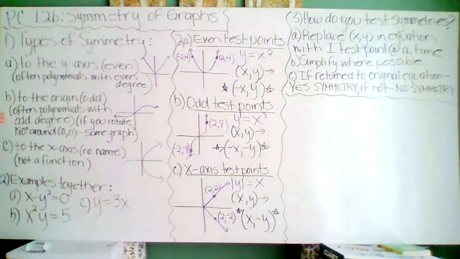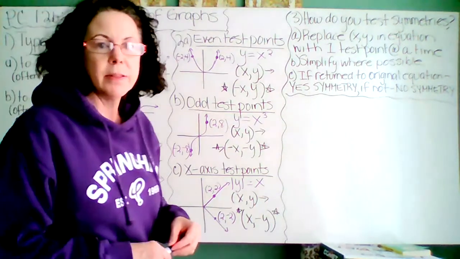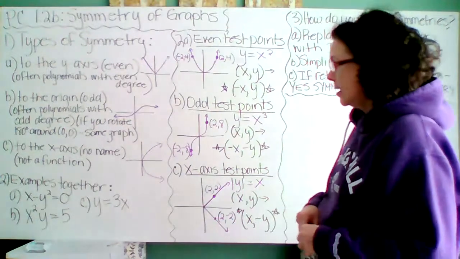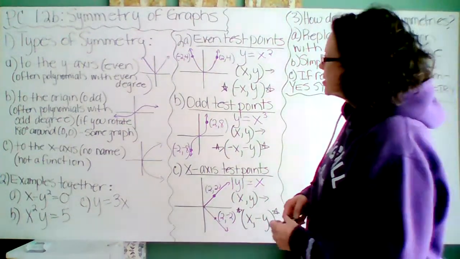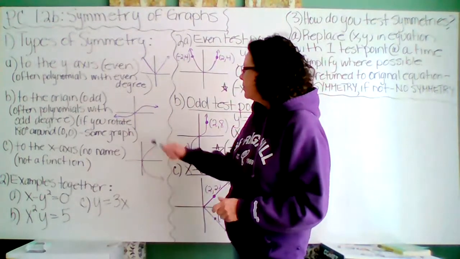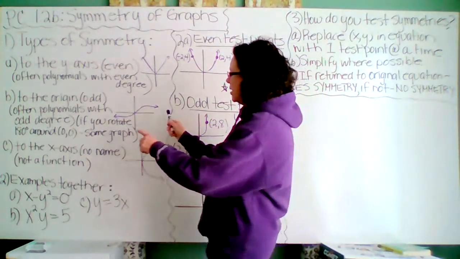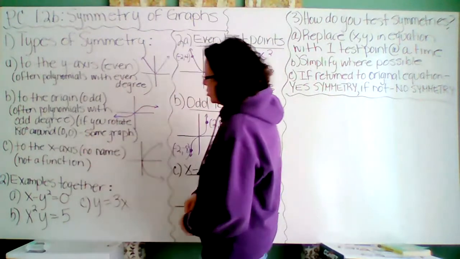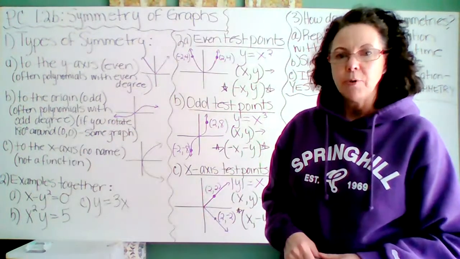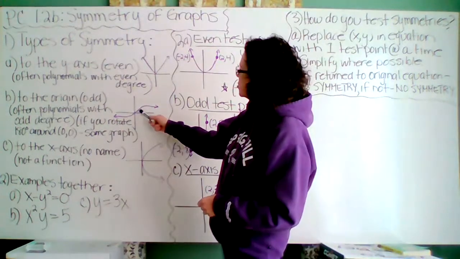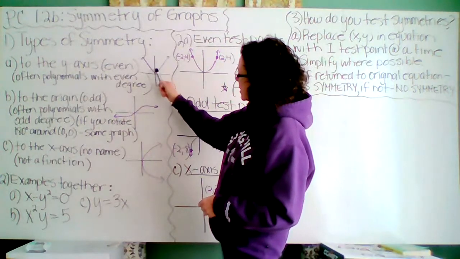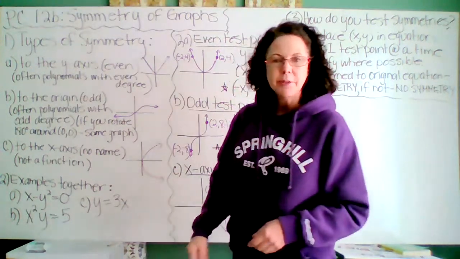Okay. B, symmetric to the origin. This is called odd because it's often associated with polynomials whose highest degree is odd, not all the time, but typically. And this is a point symmetry. If you rotate a graph 180 degrees around the origin, around 0, 0, you get the same graph. That's how you know that it's odd. So this is a point symmetry, and notice the y-axis was a line symmetry.